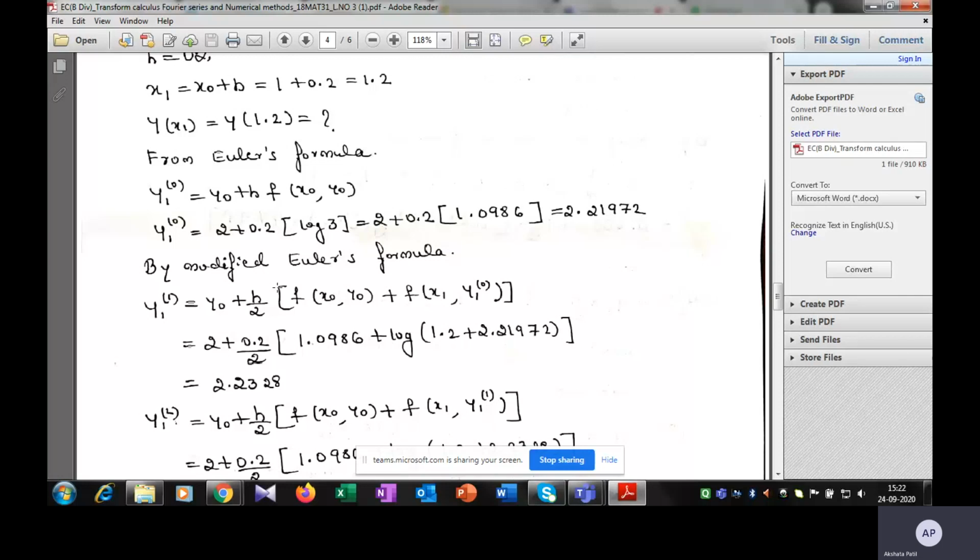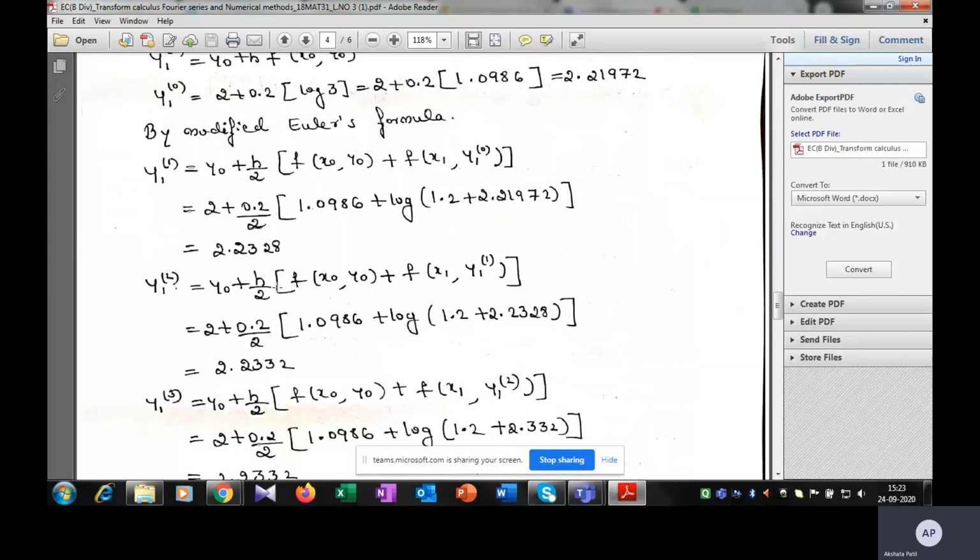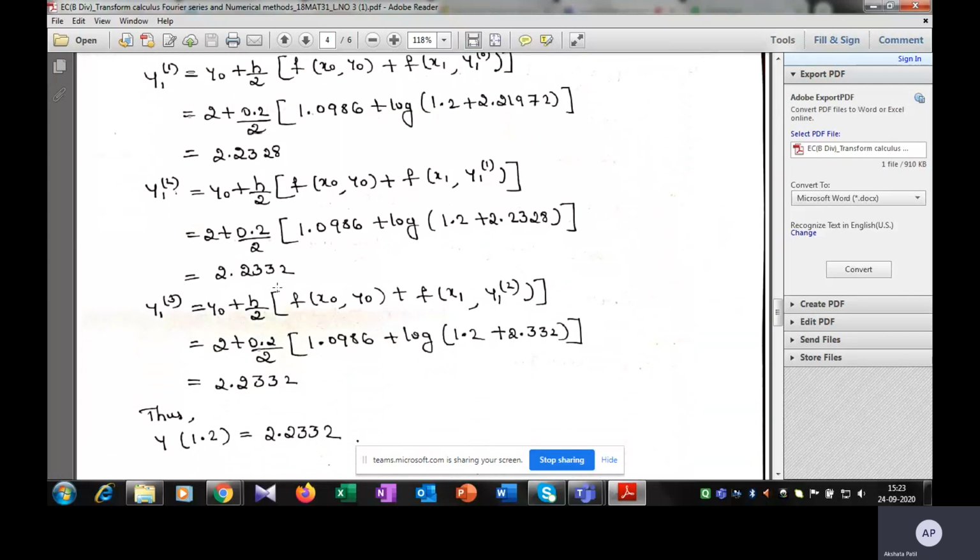Once again consider the given differential equation here, which is in the form log of x plus y. So x is considered as x1, y is considered as y1 of initial approximation. So log of 1.2 plus 2.21972. Okay, simplified, you will get y1 of first iteration value is 2.2328.